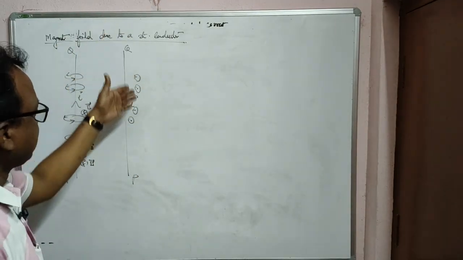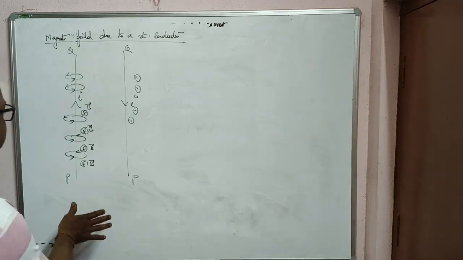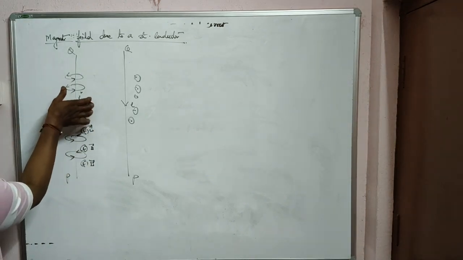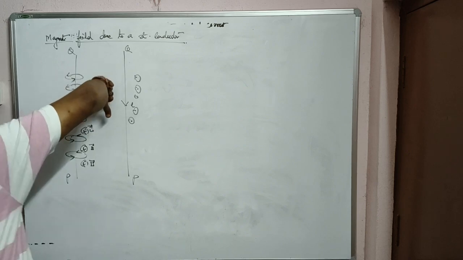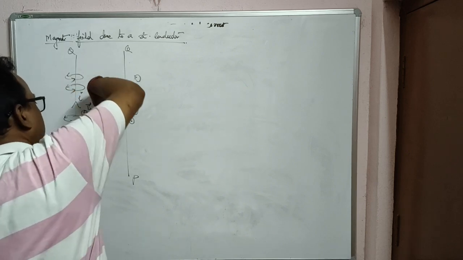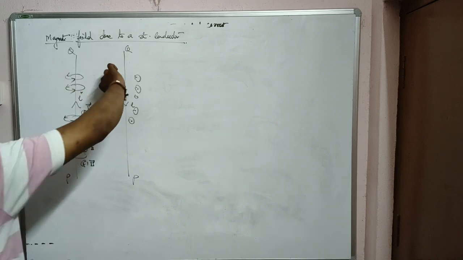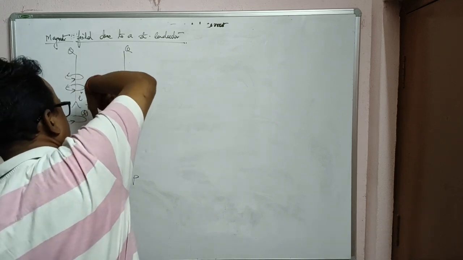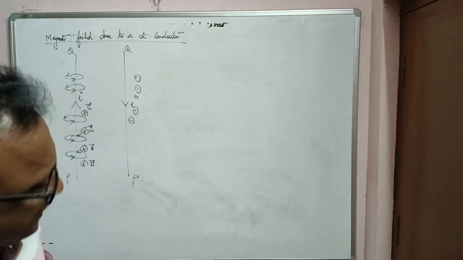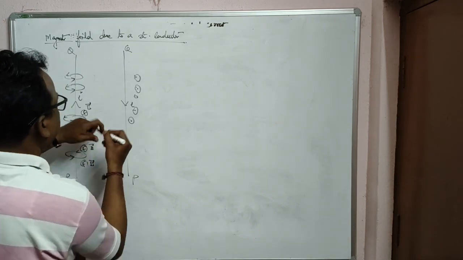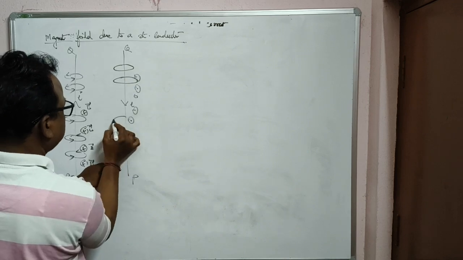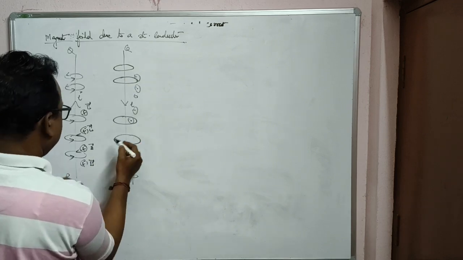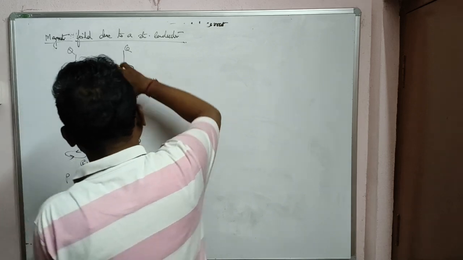Magnetic field due to a straight current carrying conductor. When the current is in this direction, the field is inside, and if it is in this direction, the field is outside. Here inside, and here outside. If you want, you can also draw circles. You can show it by circles.